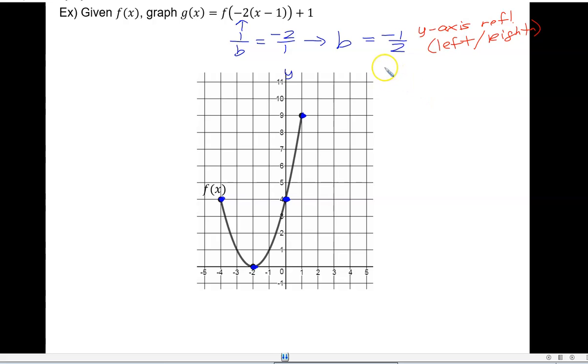All right, then we want to look at the absolute value of b. The absolute value of -1/2 is +1/2. Compared to 1, it's smaller than 1. It's a proper fraction. So we have a compression. The type of compression with b, we have to remember, is a horizontal compression. And that means, again, left, right.